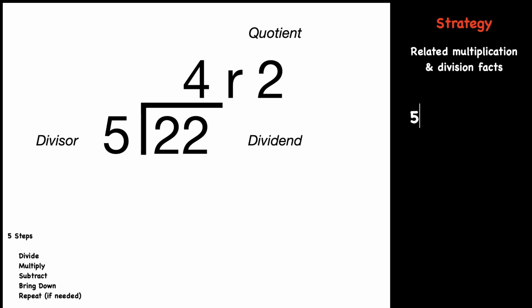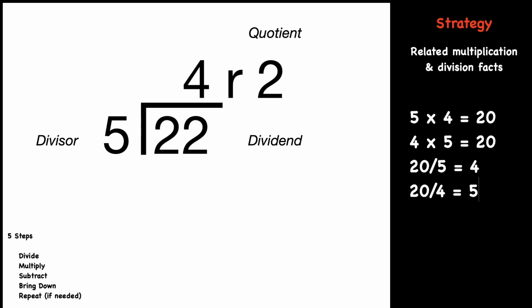Our strategy is based on related multiplication and division facts. For example, we know that 5 times 4 is 20. Then you could switch it. 4 times 5 is 20. But you can also do division facts using the same numbers in all of the problems interchangeably. And that's really helpful when we do division. We also call that fact families.